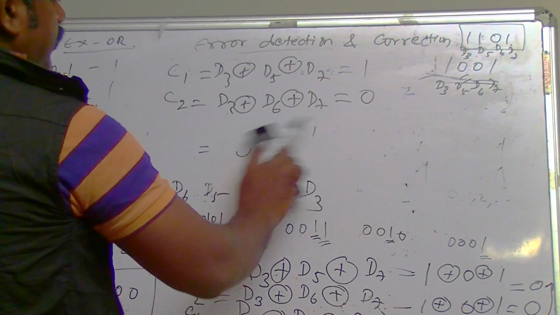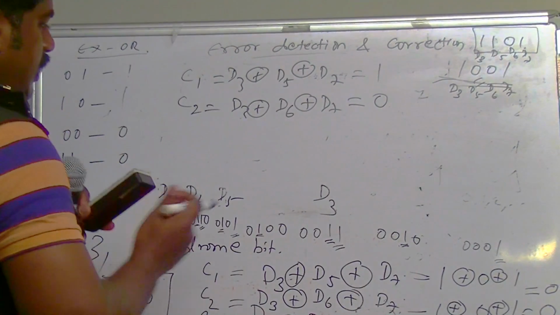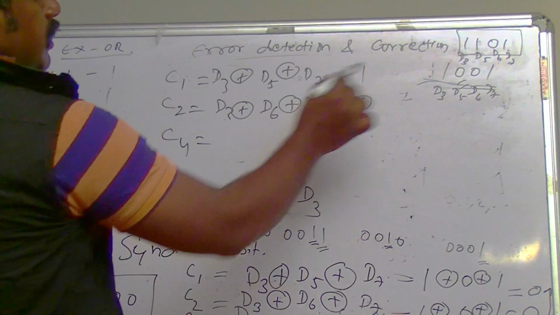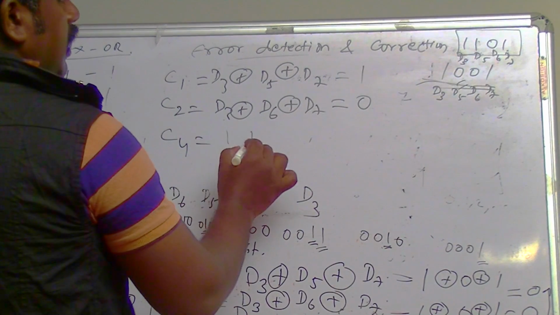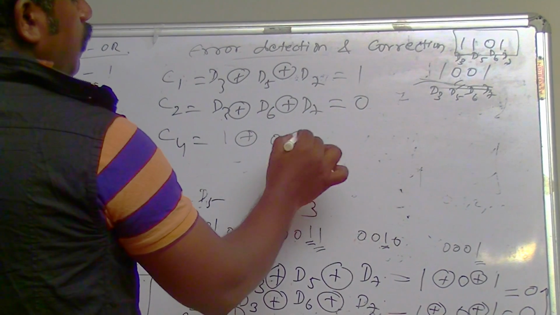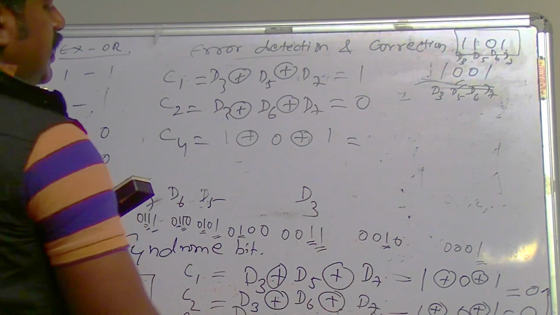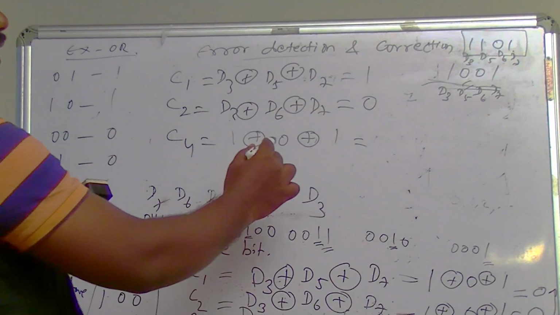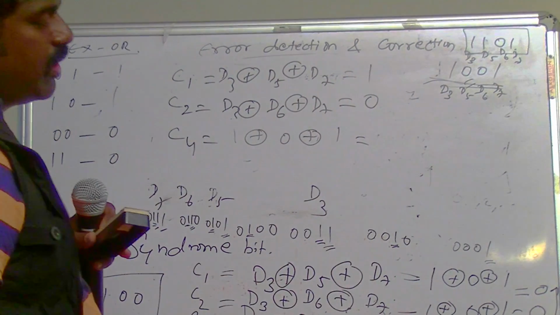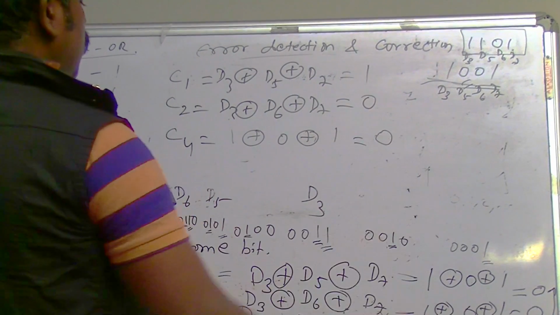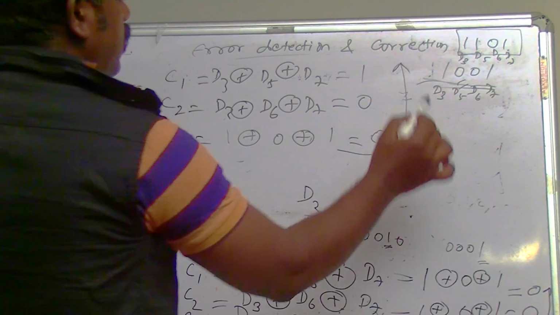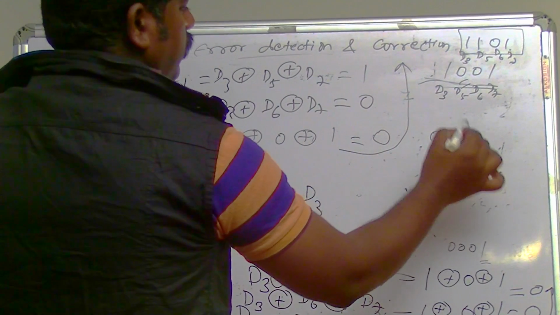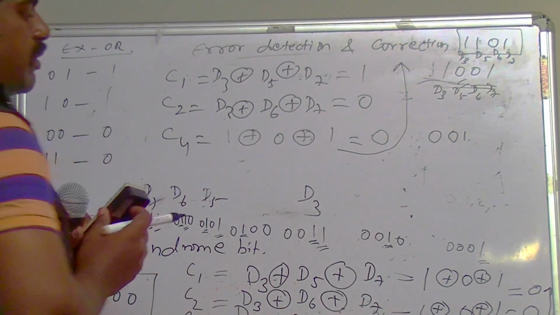And again, consider C4: D5, D6, D7, the last 3 digits. So 1 exclusive OR 0 exclusive OR 1. What is the answer you are getting? 1 exclusive OR 0 is 1, and then 1 exclusive OR 1 gives 0. So now when you find the syndrome word for the wrong input, you can clearly say that 0, 0, 1 is the syndrome word for the wrong input.